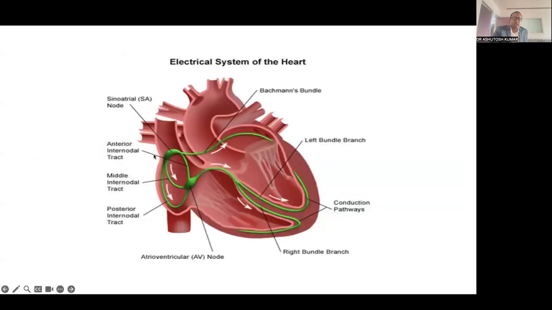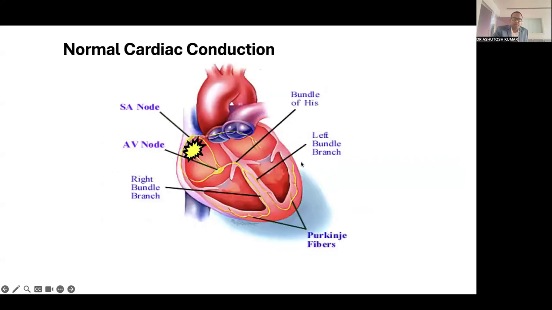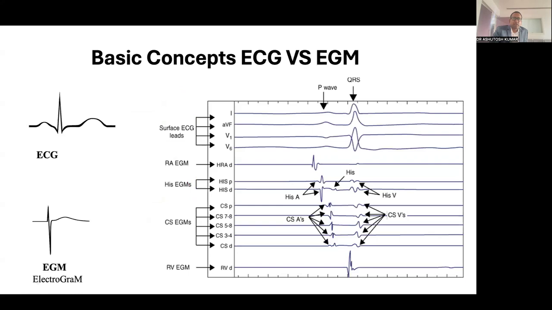And this is a normal conduction system. If you know the SA node, AV node, then the bundle of His, and then the right bundle branch and left bundle branch, and they will be arborizing and becoming what you call Purkinje fibers. So this is the normal conduction, and this is the way it goes.